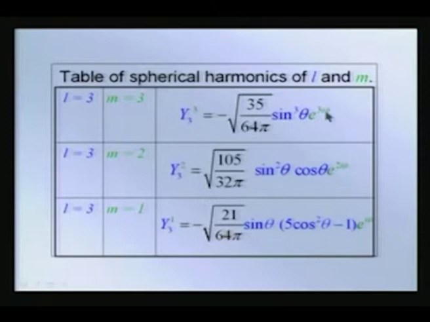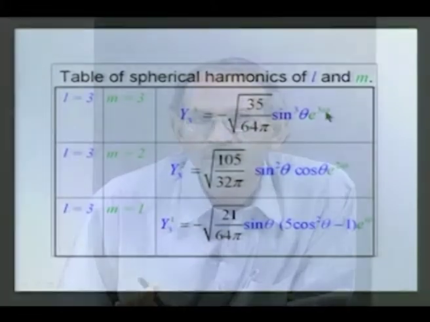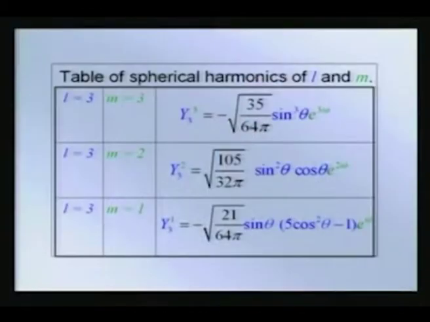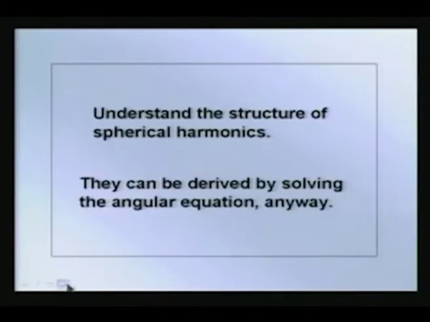We don't have to remember any of these, but looking at these functions, one should be able to associate a corresponding L value and m value just by visual examination, and that is what I've been trying to do here. Okay. This is what I call the structure of spherical harmonics. The whole idea is, of course, the spherical harmonics can be obtained by solving the associated Legendre polynomial and then the phi part and so on.